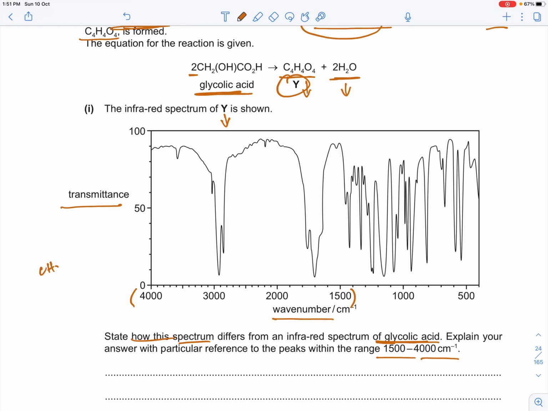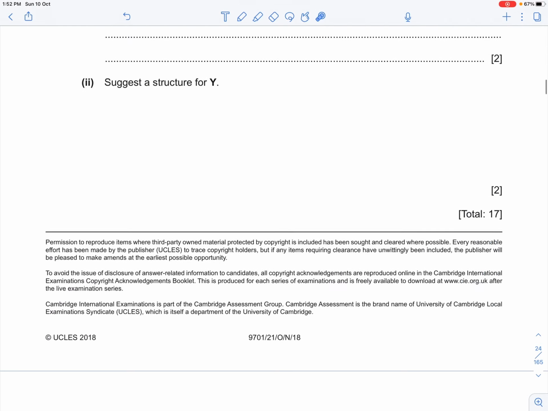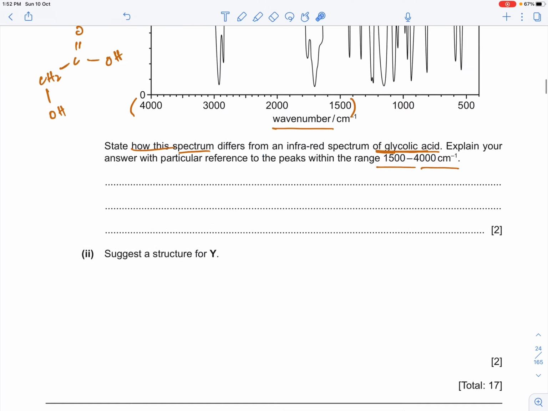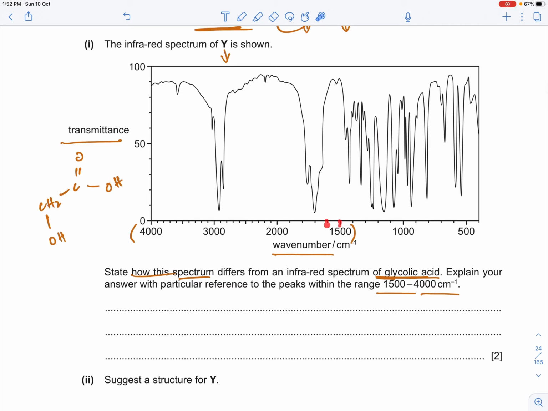We have CH2OH, C double bond O, OH. So first of all, glycolic acid would have a peak of carbonyl group, and if you look at the ranges, the carbonyl group of carboxylic acid is around 1680 to 1730, and we have 1500, 1600, 1700. So we have a peak here which is around in the same range, so that means this is not a difference. And then we have the peak for the OH group of carboxylic acid.